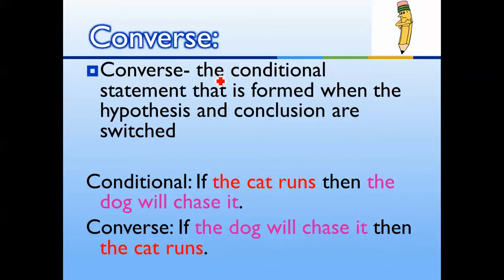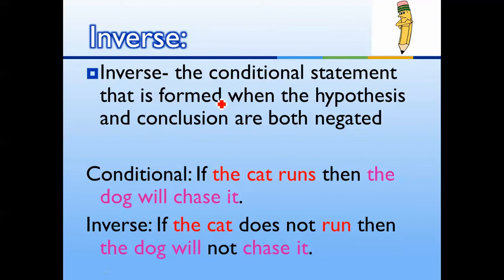So the converse of the conditional statement is formed when the hypothesis and the conclusion are switched. So we take if the cat runs, then the dog will chase it. And we're going to leave if and then where they are, and we're just going to switch the other parts. So we get if the dog will chase it, then the cat runs.